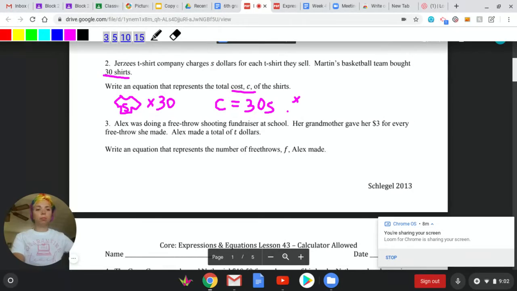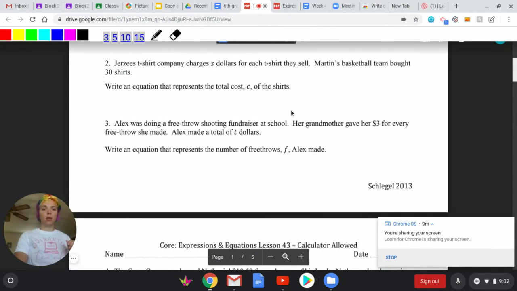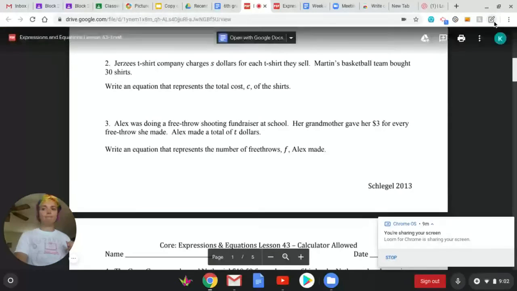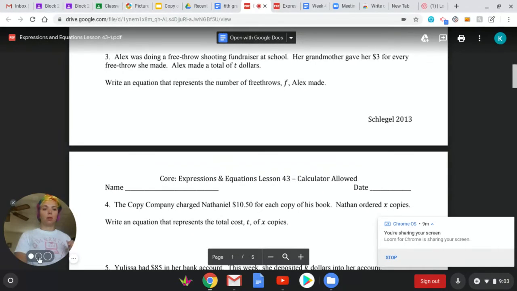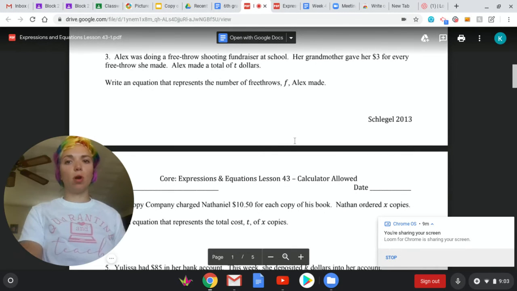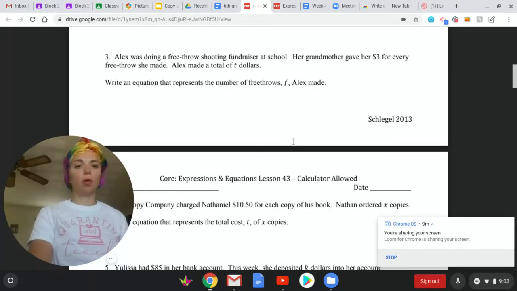So this problem is kind of mixed up. We're not solving for the total, so we might be doing a different order of the equation than what we might have thought at first, like we did in the first problem. So let's erase this and move it up a little bit. Okay. So Alex is doing free throws. She gets $3 per free throw. Okay. And she made a total of T dollars.